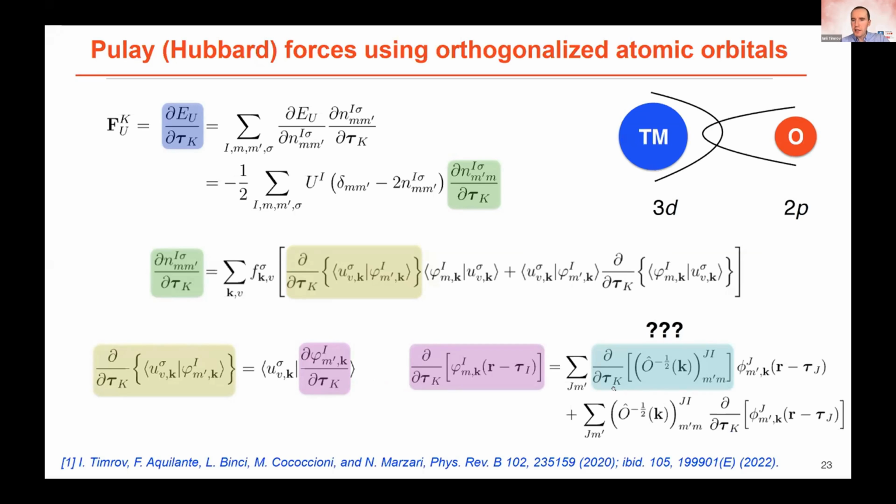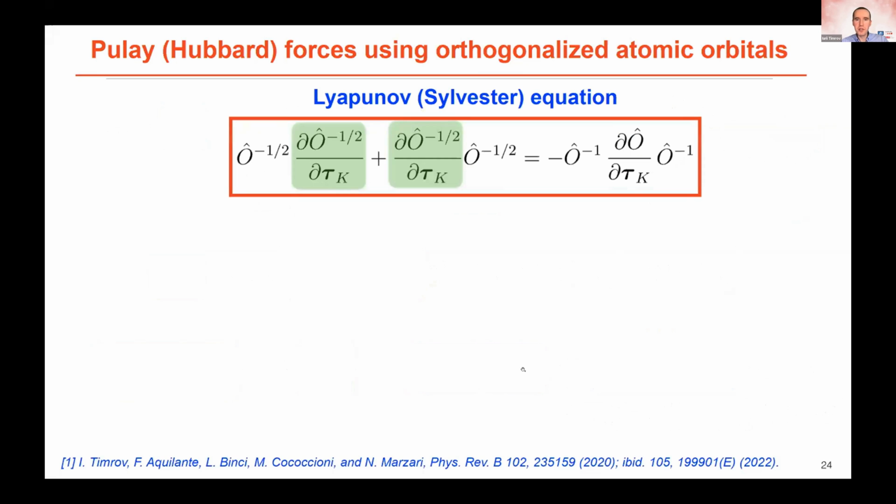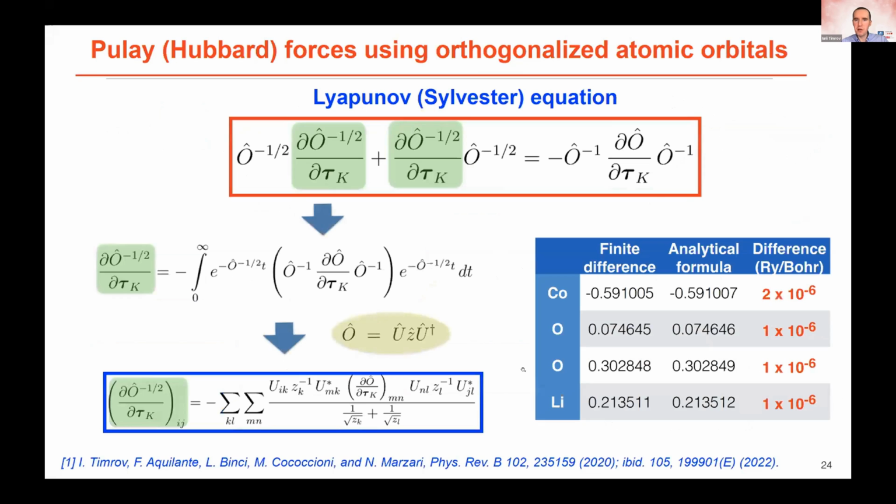So the main issue here is how to compute this object, the derivative of the overlap matrix to the power minus 1/2 with respect to displacement. It's not a scalar function, so it's not so easy. It's a matrix to the power minus 1/2. And we solved this problem a couple of years ago. I don't want to go into details because it's pretty involved. I just want to tell you that we found an exact solution to this problem.